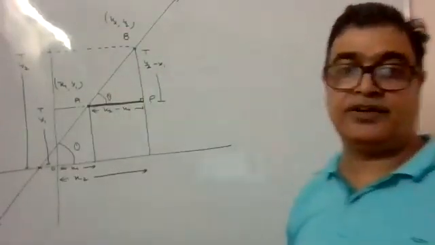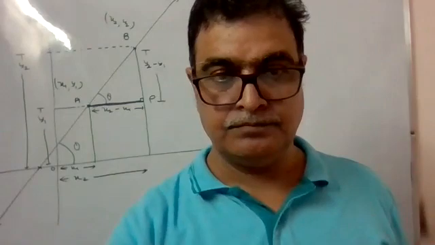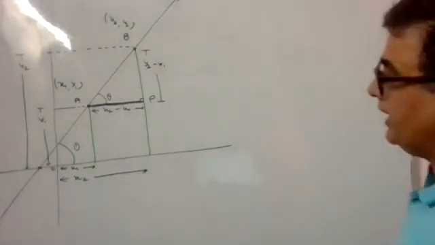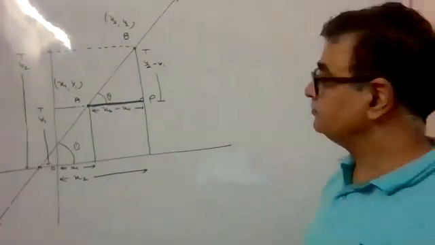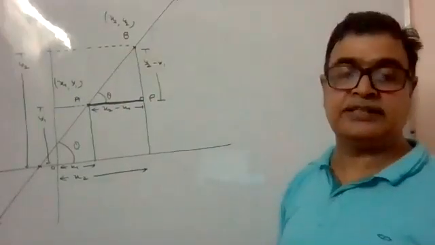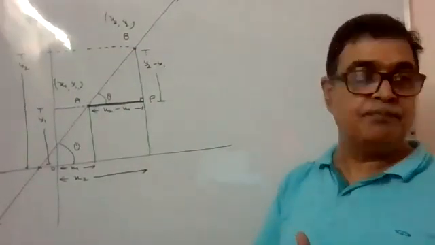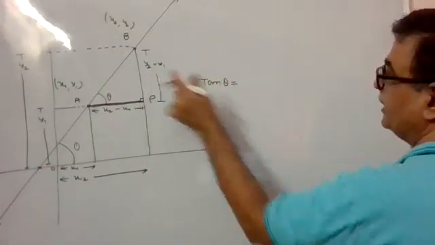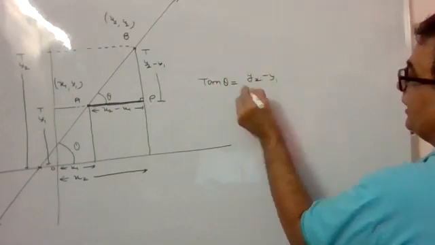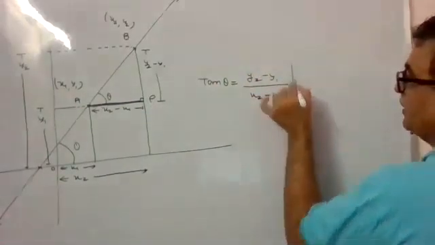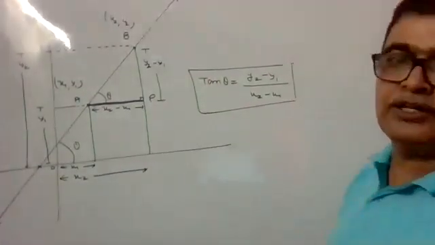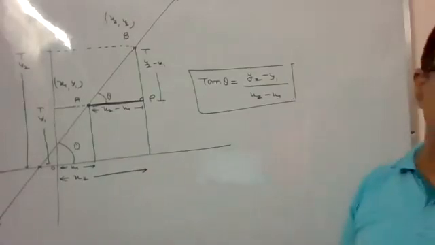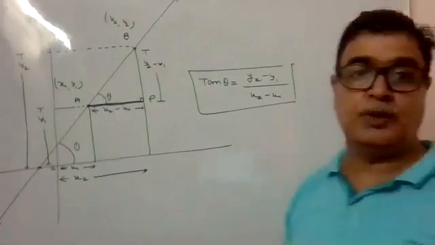And if you have this triangle, can you get tan theta now? In this triangle you can find tan theta. What is tan theta? Perpendicular by base. So I calculate tan theta now. What will it come to? y2 minus y1 by x2 minus x1. So if you have the coordinates, then also you can calculate the slope. The formula came as tan theta is y2 minus y1 by x2 minus x1.